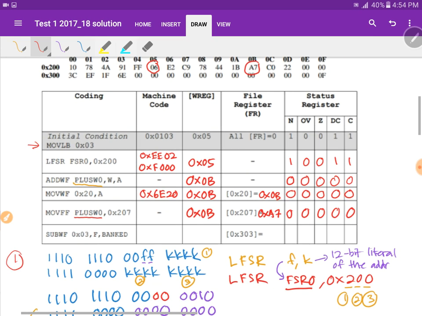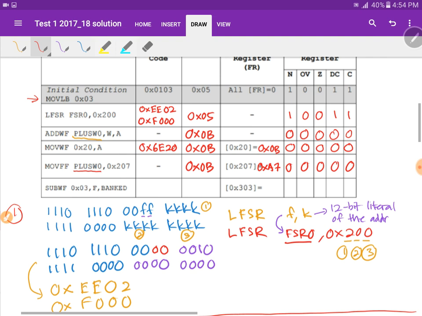And the last one is subtract working register from file register. Now an address is given here, but you are using banked. So which bank is currently active? It is bank 3. So which means the actual address it is referring to is 303. So you need to subtract working register from 303 and you store back the answer in the file register.